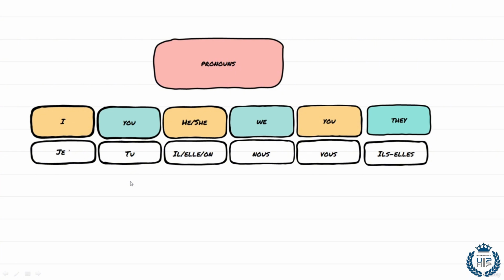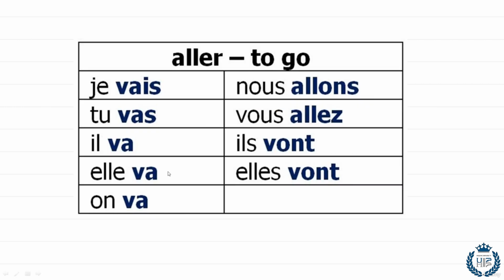And then we have the informal you, tu. It is important to know that we have two different pronouns for you, and then they are conjugated differently. In French, we conjugate the verbs according to the pronouns.